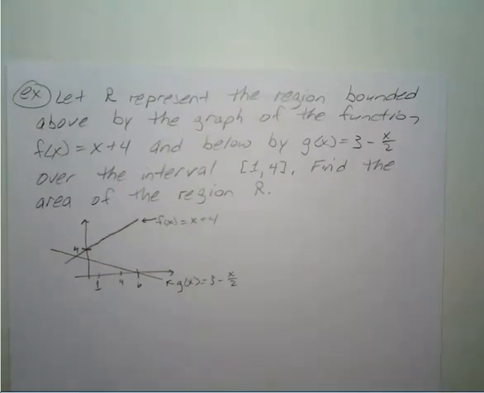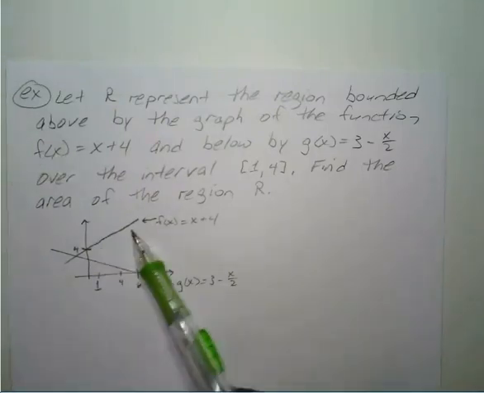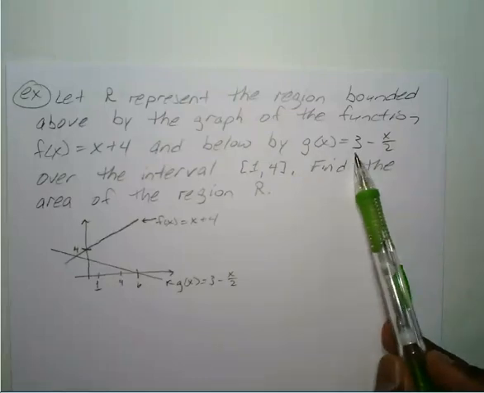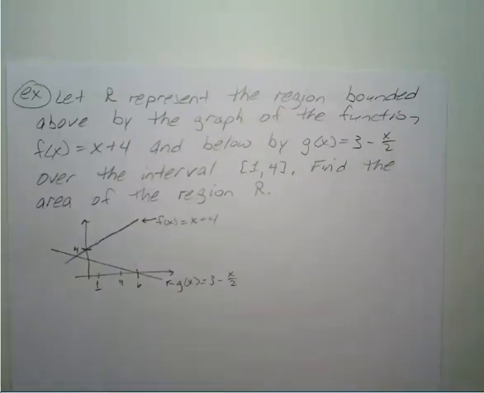All right, so what if we let R, again, represent the region bounded above by the graph of the function f of x equals x plus 4 and below by g of x equals 3 minus x over 2, over the interval from 1 to 4. Find the area of that region.